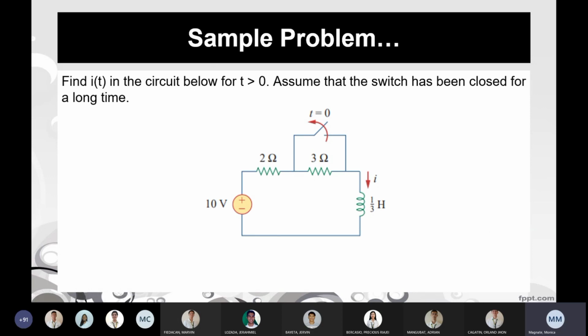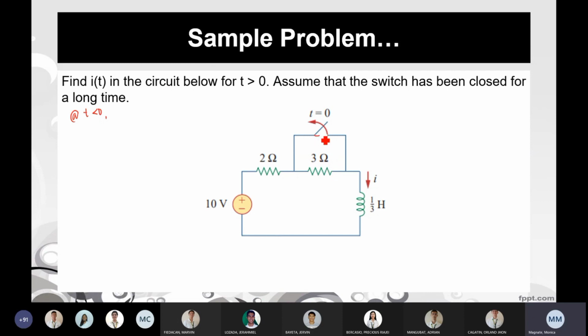Yan. So, example, find i of t in the circuit below for t greater than 0, assuming that the switch has been closed for a long time. Okay? Dito na natin isa-solve. Pagkasyahin natin. So, at t less than 0, sabi, yung switch daw has been closed for a long time.